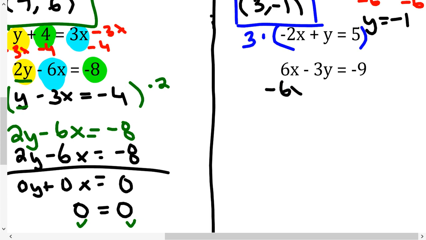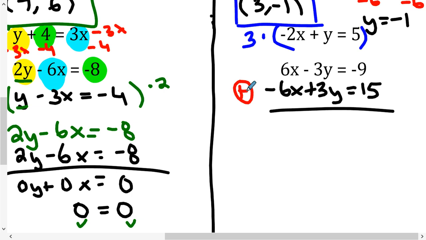I get a minus 6x. I get a plus 3y. And I get a 15. Right, looking at these two equations I want to add. We see those opposite signs. We know that addition will cancel them out. 6x plus a negative 6x leads me to 0. And then I look at negative 3y plus 3y. That also leads me to 0. Then at the end there, I have a minus 9 plus 15. Well, that gives me a positive 6.